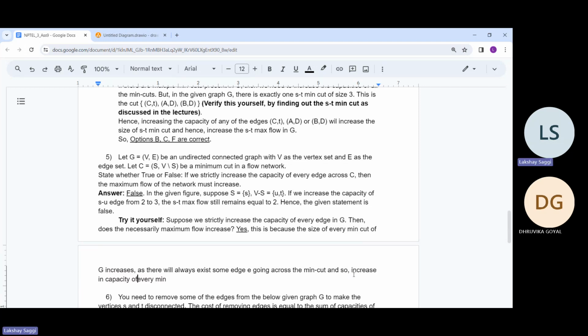An increase in capacity of e causes an increase in size of the cut. So I hope this argument is clear. To increase the max flow, what we want to do is increase the size of all the min cuts, right? And every min cut will have some edge going across it, because there will always be some edge going across the min cut. Since we are increasing the capacity of every edge, every edge going across the min cut will have an increase in capacity. Because of this, the size of that cut will also increase. Size of all cuts increases, so that's why the size of the min cut also increases. I hope I'm making a bit of sense here.